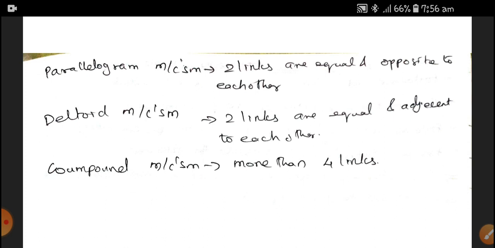You can get a question like this: what are all the two link mechanisms? If there is a parallelogram or a deltoid mechanism among the options, you are supposed to choose either the parallelogram or the deltoid mechanism. Both are two link mechanisms, so no other mechanism will give two links. All the others will have three or four links. Next is the compound mechanism. If a mechanism has more than four links, it is called a compound mechanism.